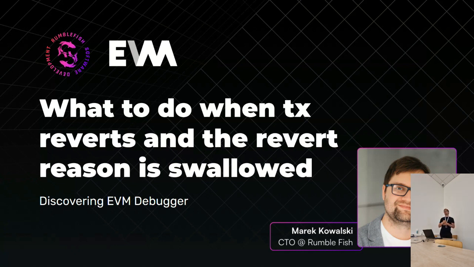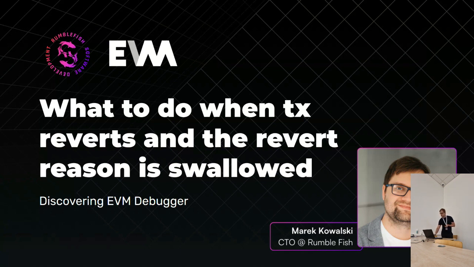So the strategy for a company has always been that we have some spare capacity which we can use to do cool stuff. So today I'm just talking about this cool stuff. I will be talking about a passion project of ours which spun out of control, and now I have interesting things to talk about at events like this one. So the topic is what to do when a transaction reverts, and the reason is swallowed.